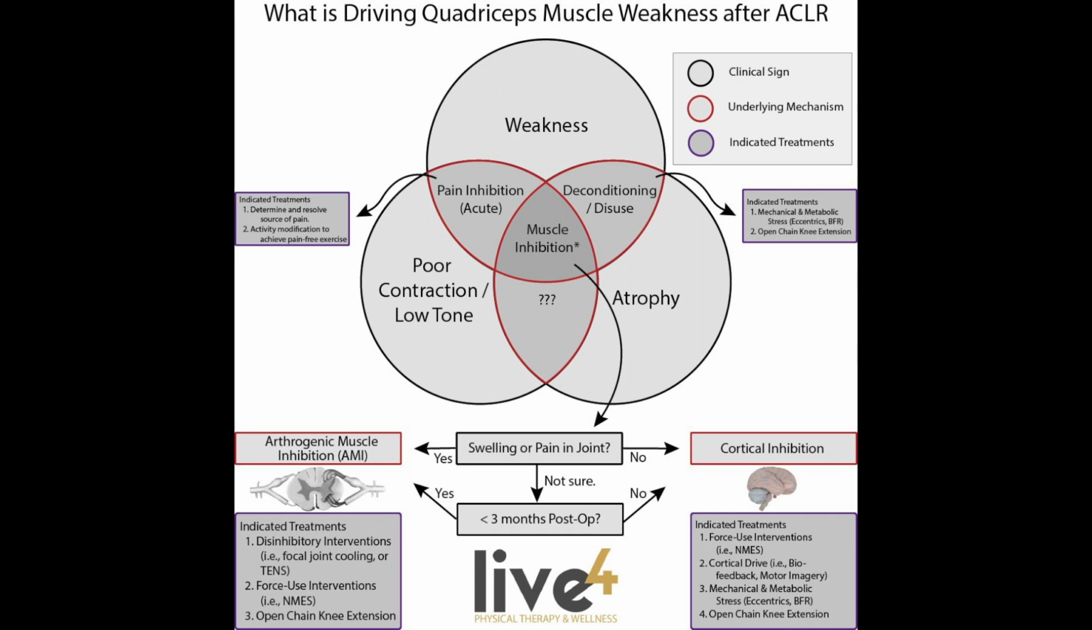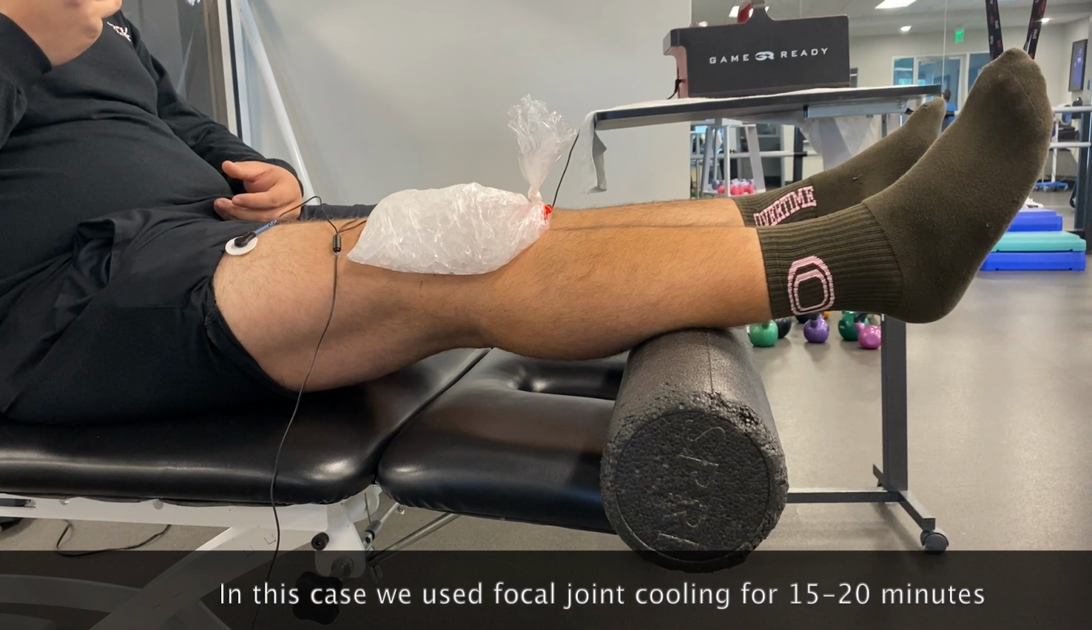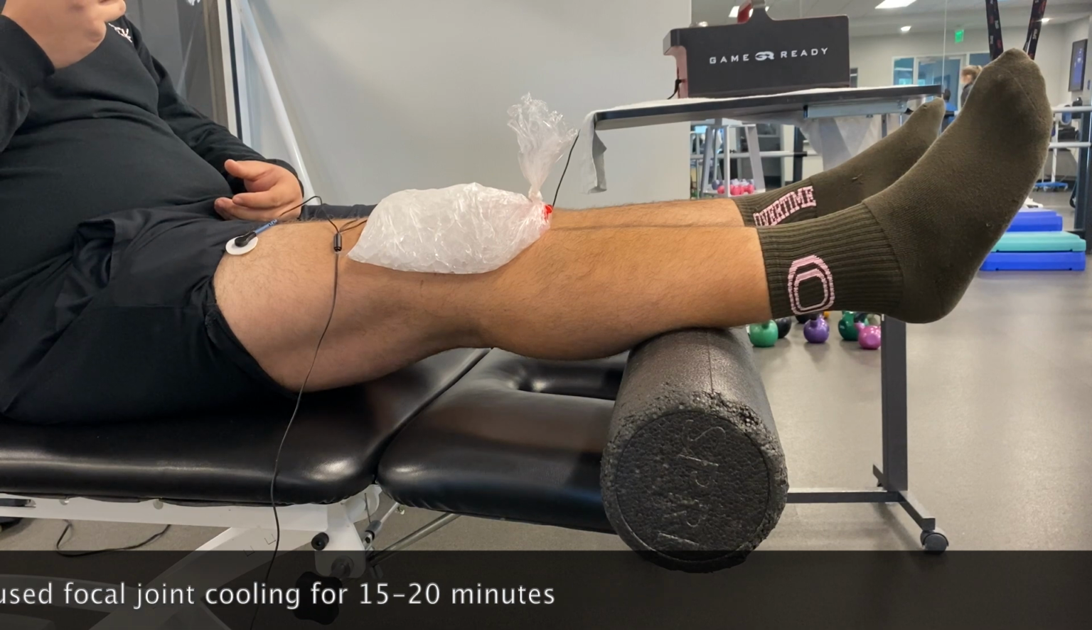AMI is not just a local problem, but rather a complex neurophysiological issue. Therefore, the best way to intervene is to open and exploit, meaning we're going to use a disinhibitory intervention to open a window for improved neural excitability and increased motor unit accessibility.